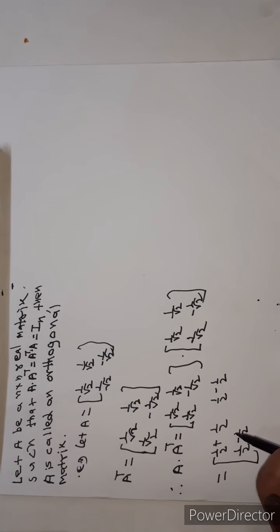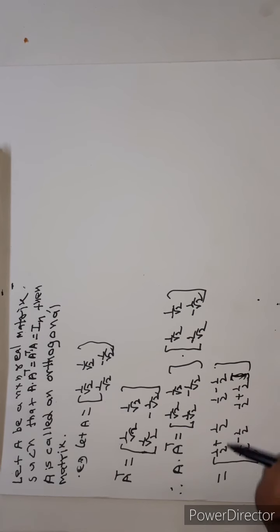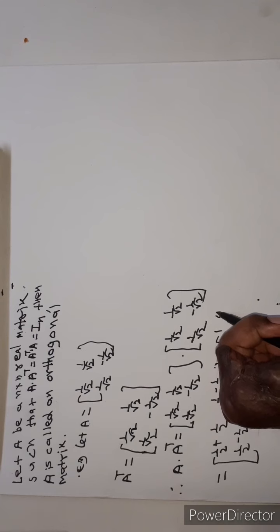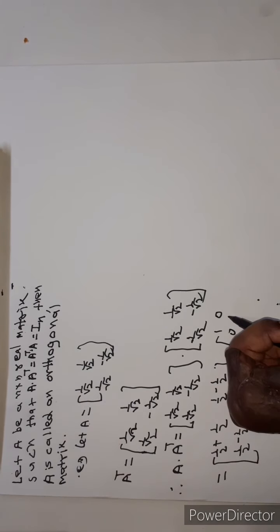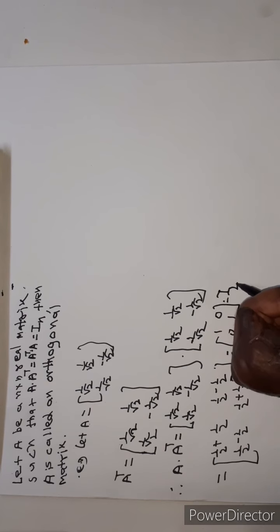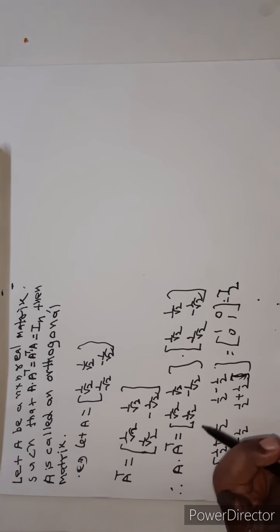Then here 1 by root 2, 1 by 2 plus 1 by 2 is equal to 1, 0, 0, 1, is equal to I2, the 2 by 2 identity matrix. Similarly, we can verify that A transpose into A is equal to I2.